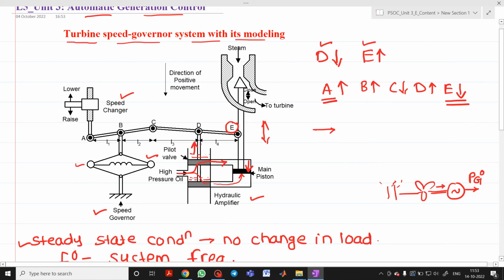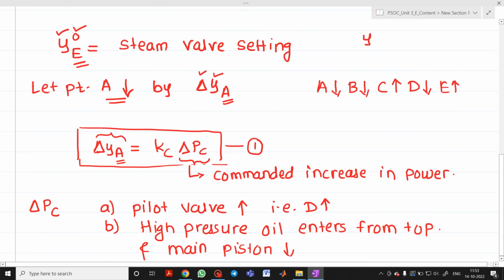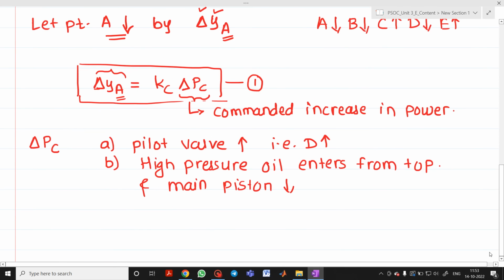And what happens to this? As E moves in the downward direction, whatever steam valve we have will be open. So I will write here: high pressure oil enters from the top and the main piston moves in the downward direction. Point E, which is called your steam valve, will be open, and maximum steam will be allowed to enter the system, or we can say the turbine. Consequently, as the maximum steam enters, your speed omega will increase. The speed of the turbine generator will increase.